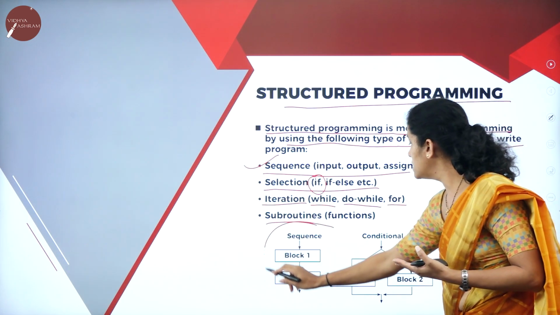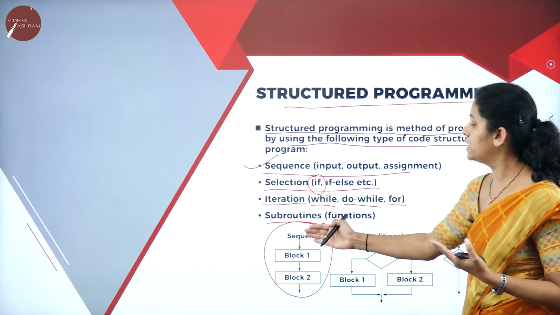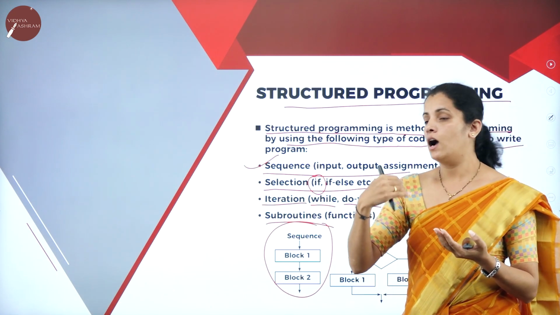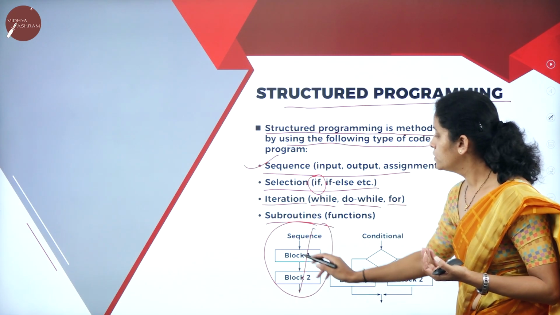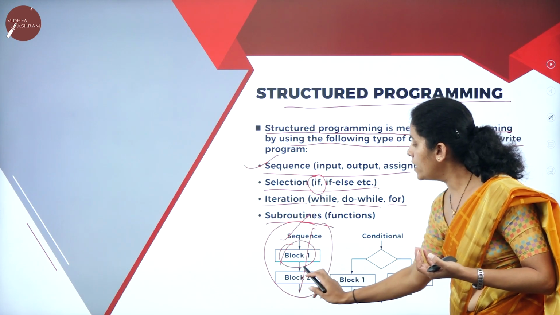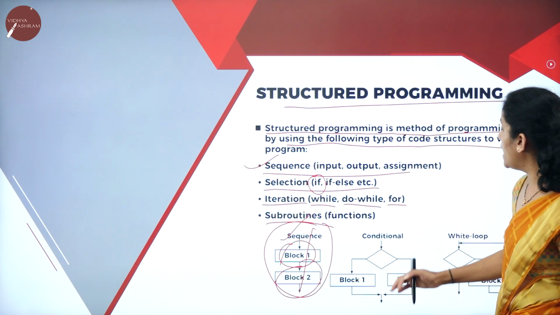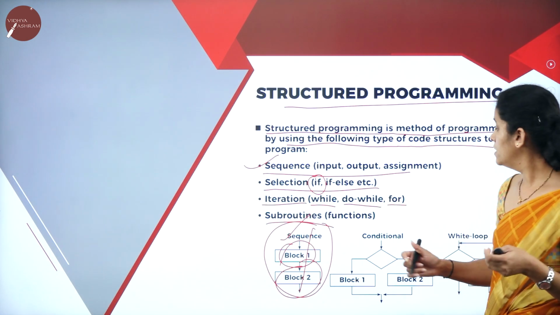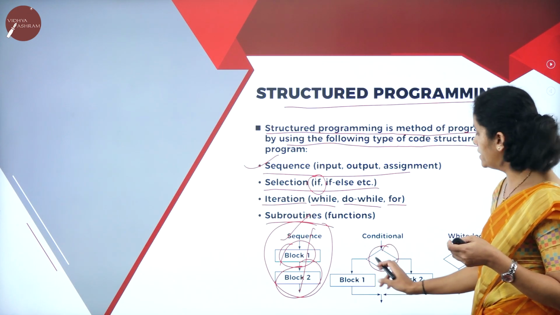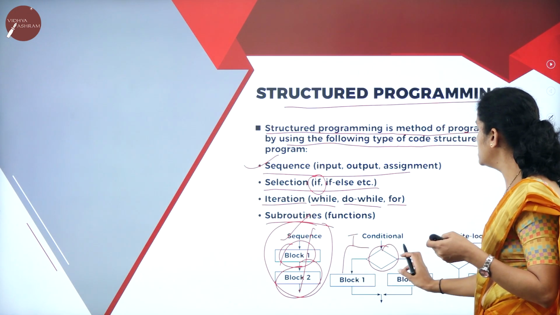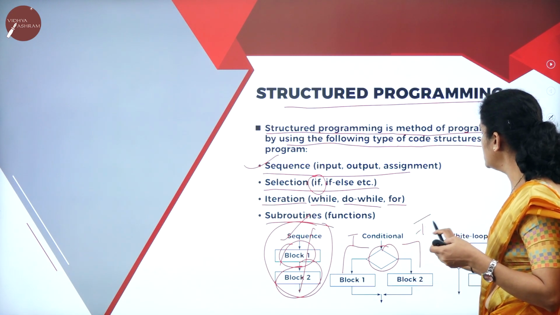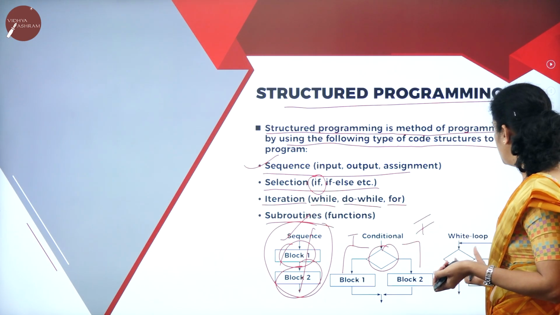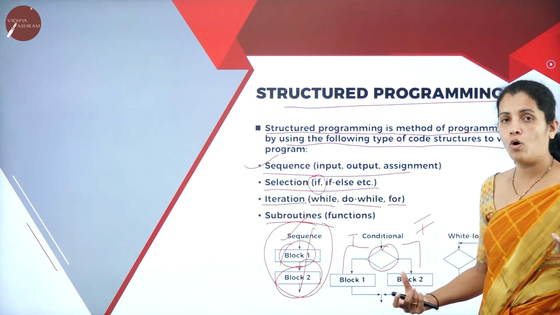So the best example here is sequence. That means I'm going to have input at the beginning, then assignment statements and output. So it is in order. So in sequence I'm going to have block 1 and block 2. And if I consider a condition, that means I'm going to check the condition. If this particular condition is true, execute this statement. If this condition is false, execute this statement. Then I'm going to have iteration, that is nothing but the while loop, do while loop or for loop.